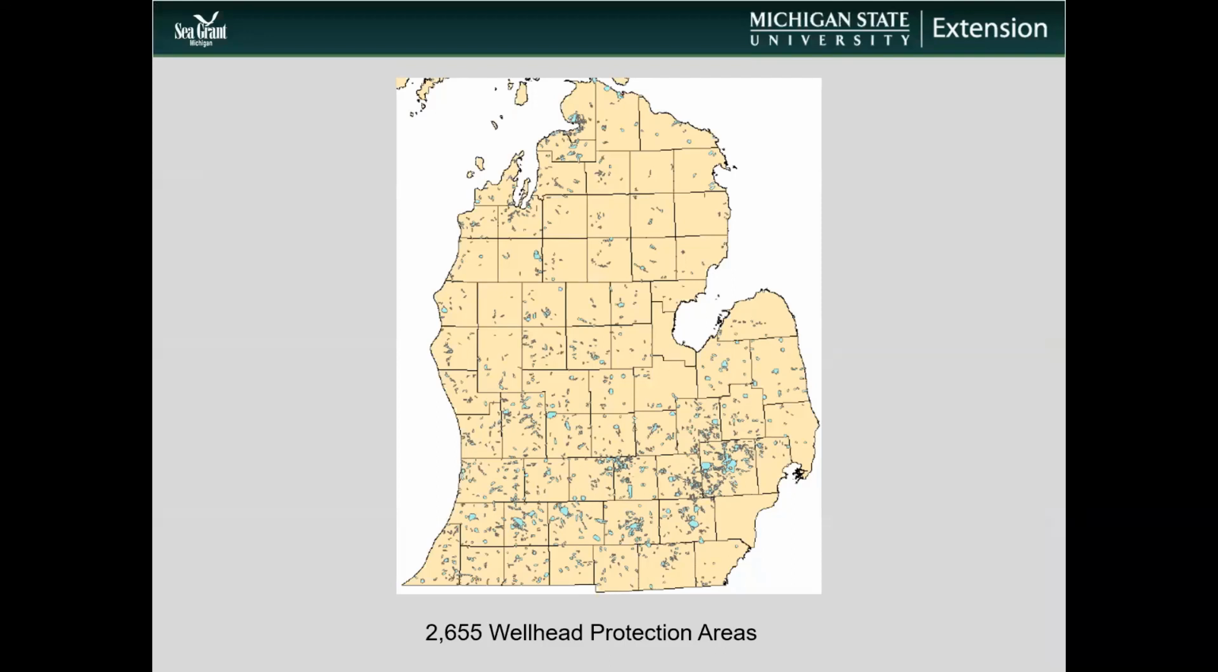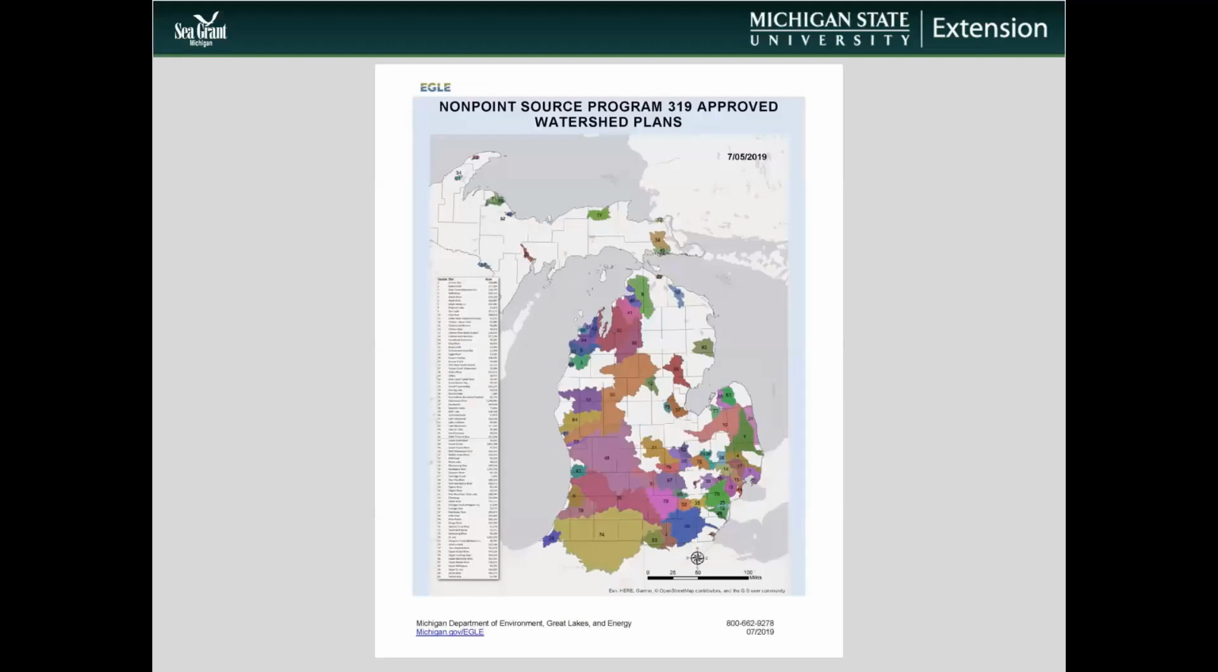So that's one example. And your community may have an active wellhead program in place. We also have a lot of 319 watershed plans approved. The 319 comes from the Clean Water Act. This is federal legislation specifically dealing with surface water. And it's a grant, non-point source grant program to do watershed planning. And so we have a lot of approved watershed management plans throughout the state of Michigan. And what that means is those plans have a lot of the really rich background information about land use and wetlands and different types of waterways and all kinds of rich information that you have access to.